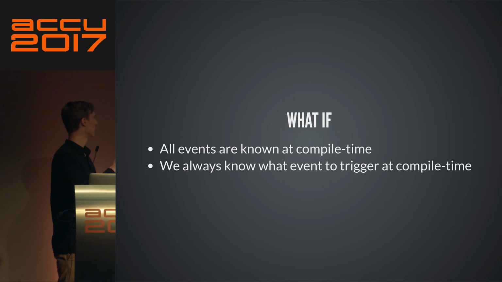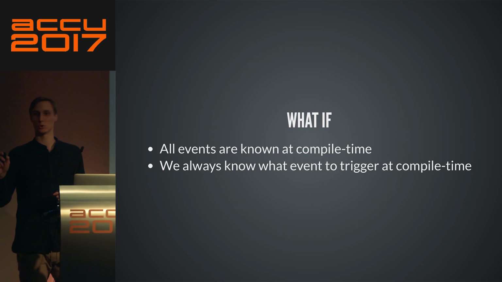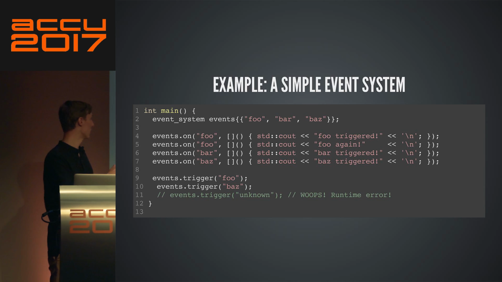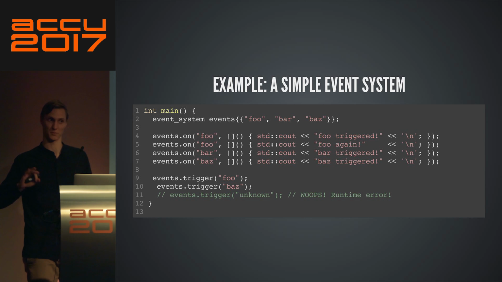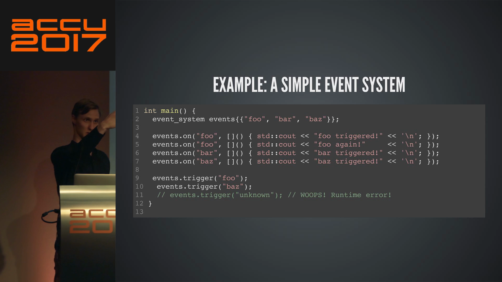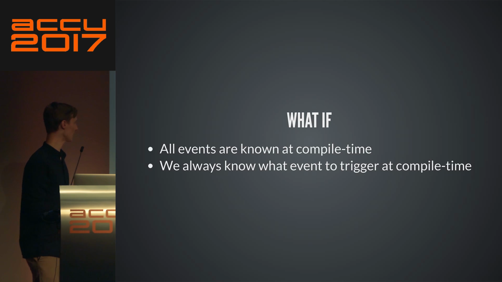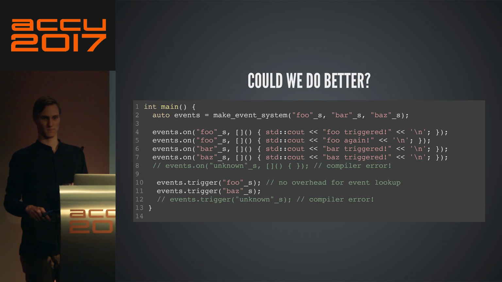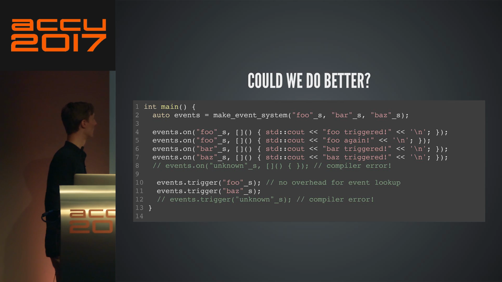So imagine that you know all your events at compile time, and also imagine that you know which event you're going to trigger at compile time. So whenever you call this trigger here, it's always with a literal or something that could be a literal. It's always with something that you as a programmer know, in this case, I need to trigger that event specifically. So under these two restrictions, can we do better than just the naive approach? I claim that we can.